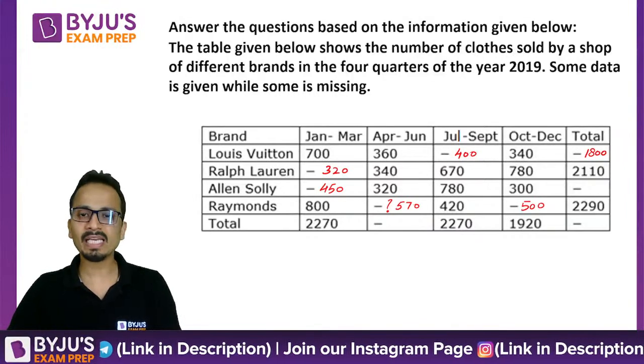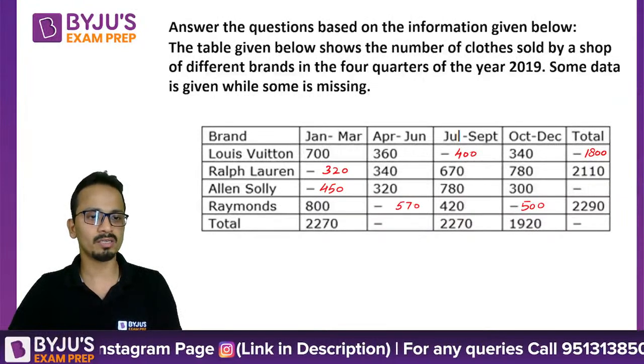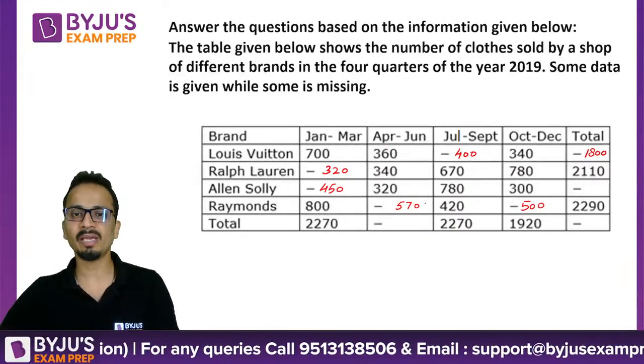Okay, now quickly give me the sum for this quarter as well. What will be the sum for the April to June quarter? So the sum of all the four values of the April to June quarter.